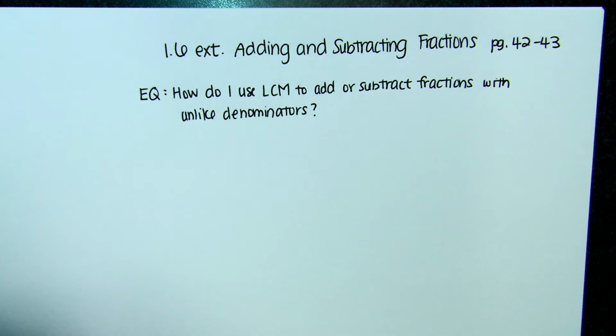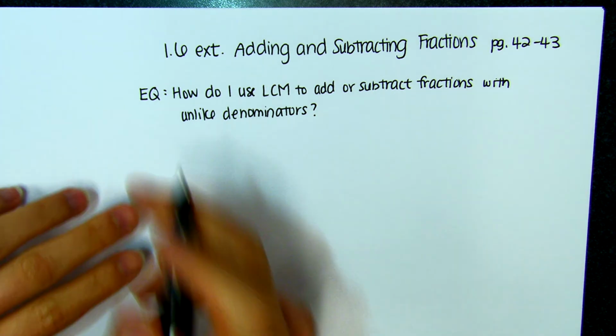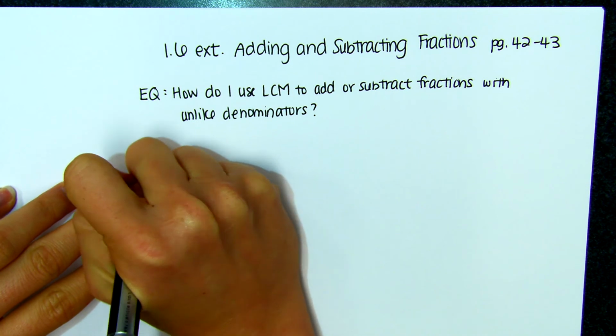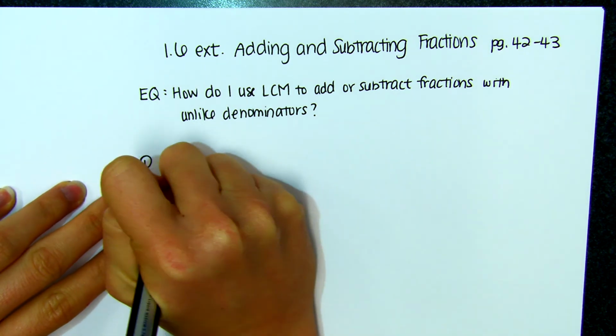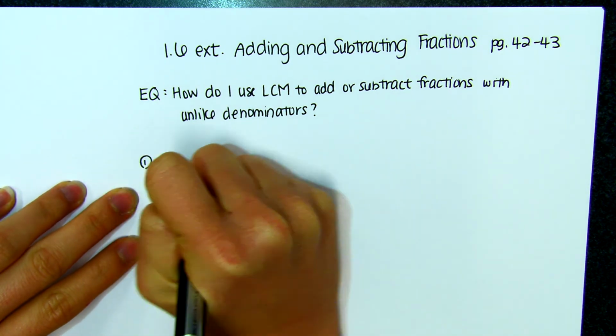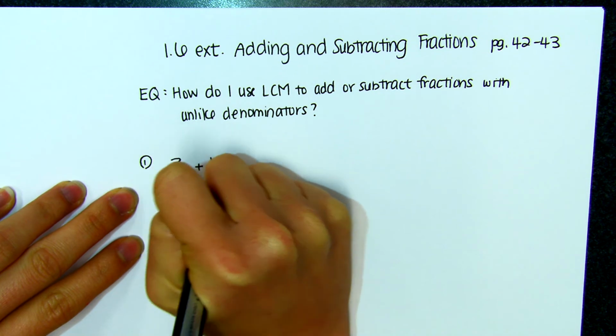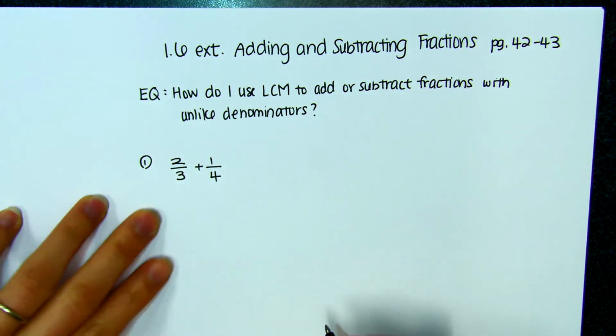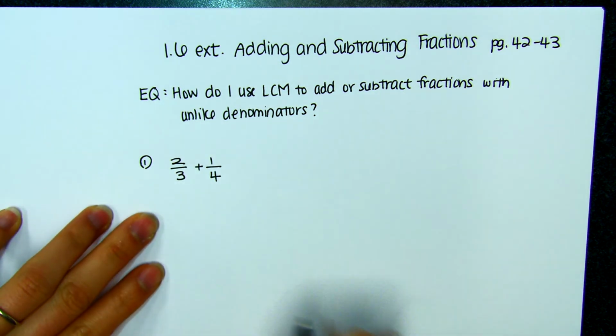So first of all, the central question is, how do I use LCM? This is from 1.6. LCM, lowest least common multiple, to add or subtract fractions with unlike denominators. So let's start with the very first example. This is 2/3 plus 1/4. That's my example.